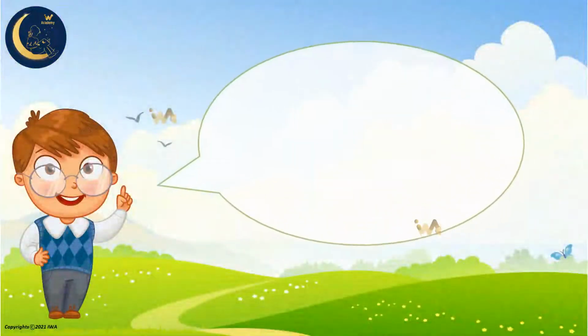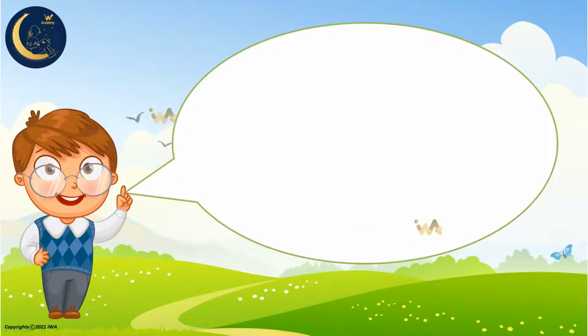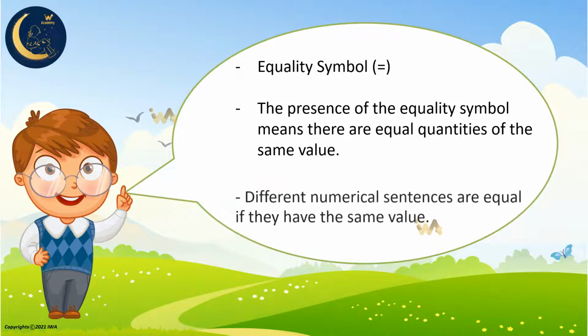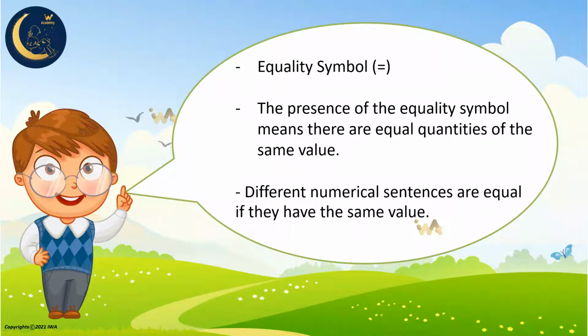By this, my friends, we would have learned the following. We learned the symbol for equality. We learned that the presence of the equality symbol means there are equal quantities of the same value. Different numerical sentences are equal if they have the same value.